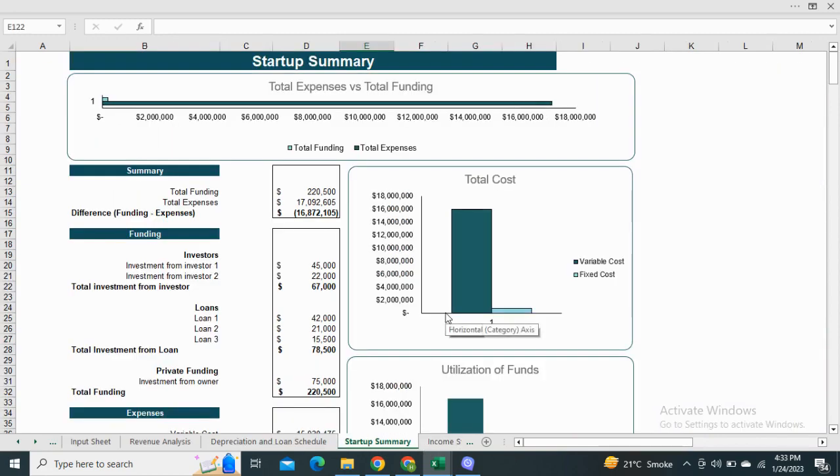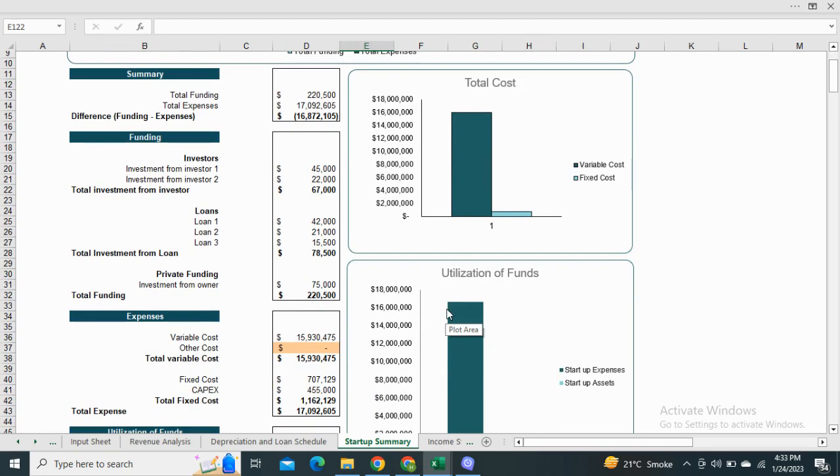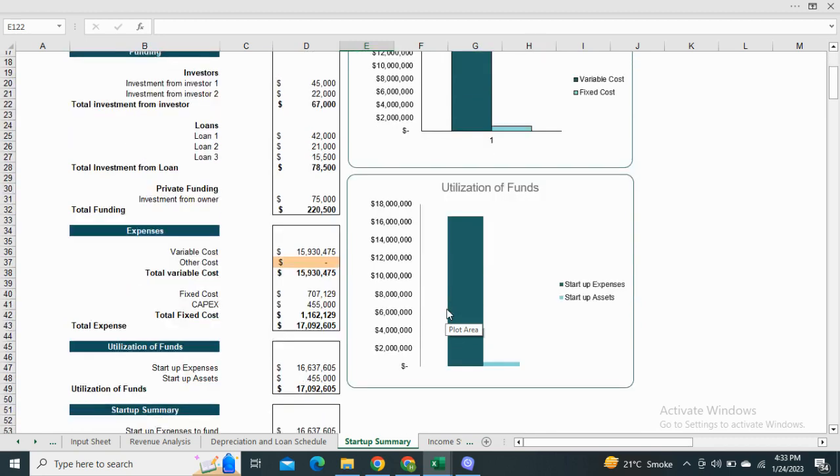Next, we have the startup summary. The startup summary is the estimation of how much investment is required in the first year of your business, and it also consists of the graphical representation of total cost and the utilization of funds.